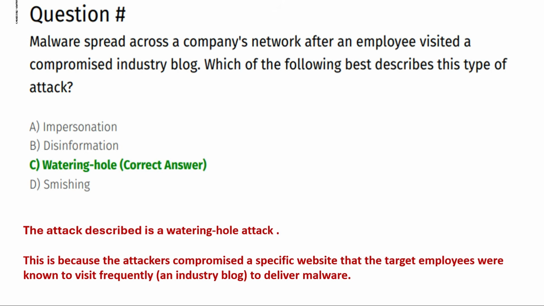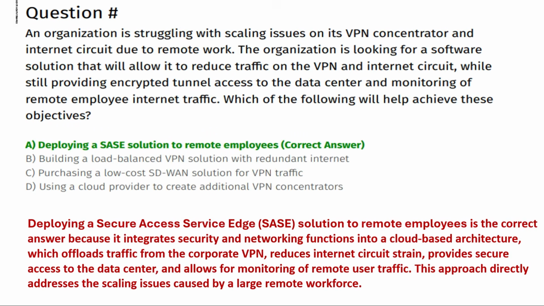The attack described is a watering hole attack. This is because the attackers compromise the specific website that the target employees were known to visit frequently, an industry blog, to deliver malware. So that's why the correct answer for this question is option C, watering hole. So let's move to the next question.